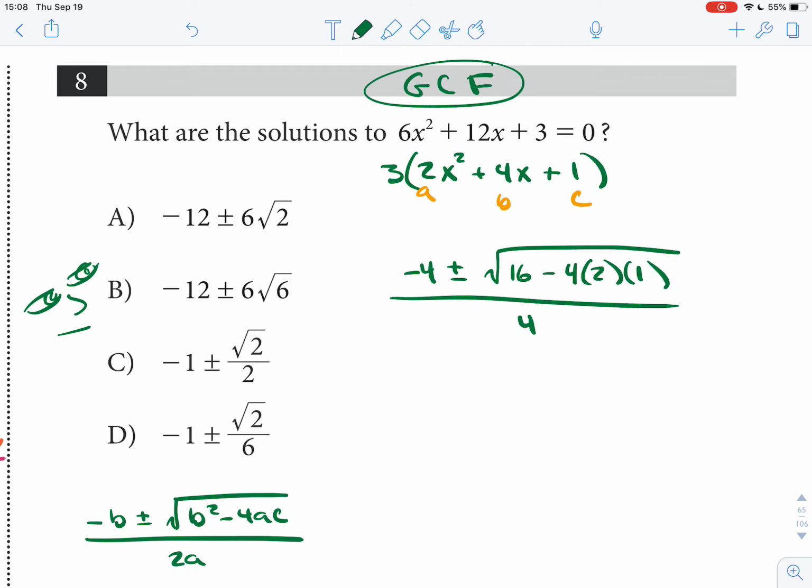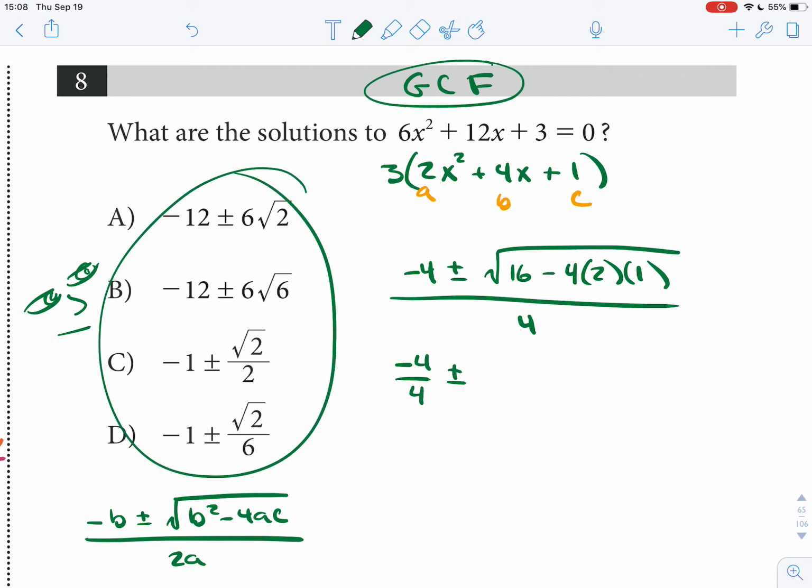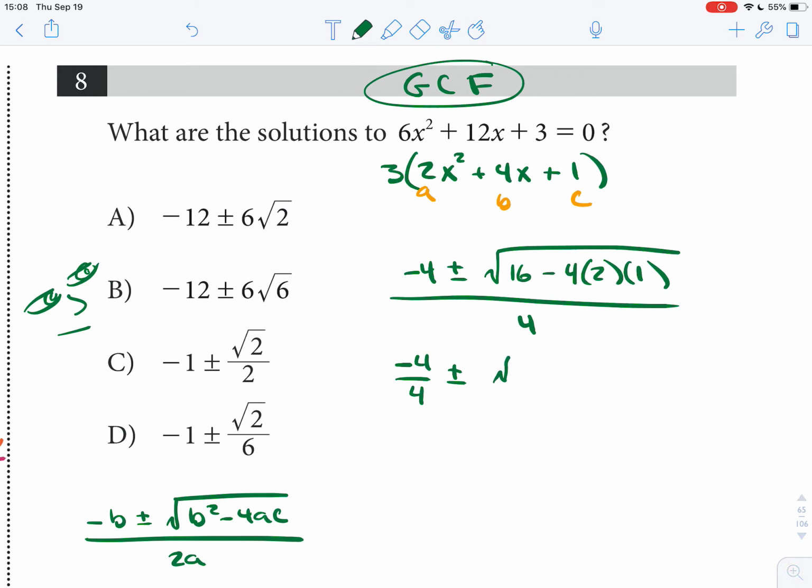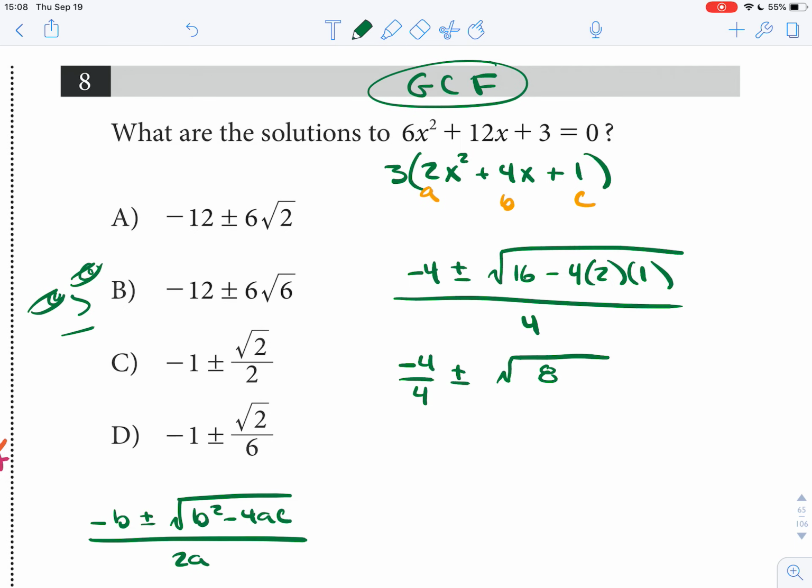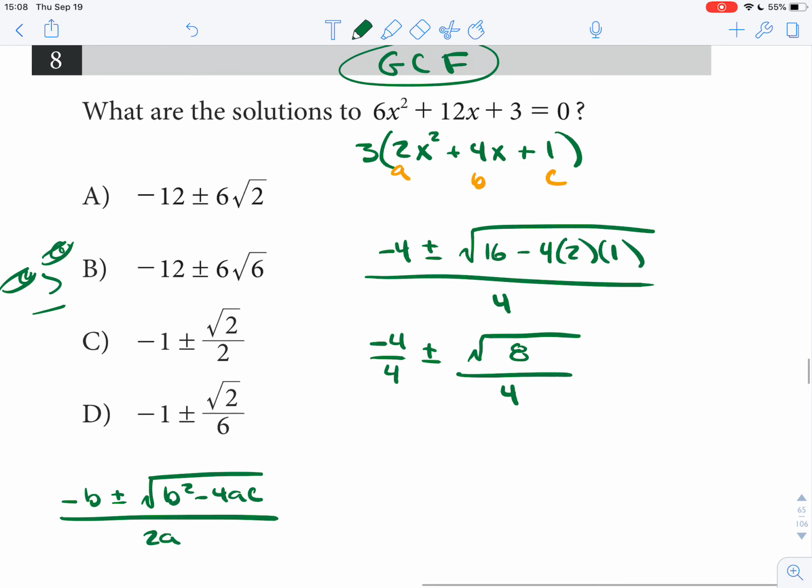4. Alright, I'm going to split this up and simplify. So this is negative 4 over 4 plus or minus. I split it up because if you look at it, our answer choices are all split up, so I did the same. Then 16 minus 8, so that's the square root of 8 over 4. We've got to simplify the square root of 8.